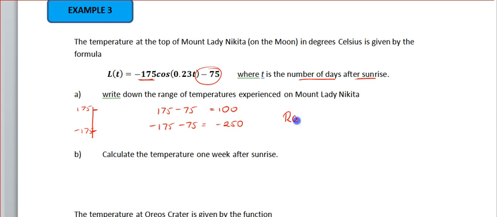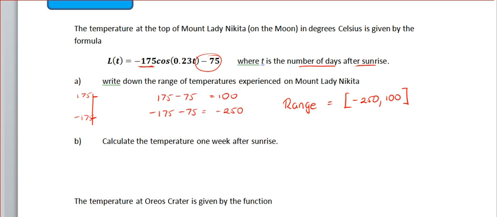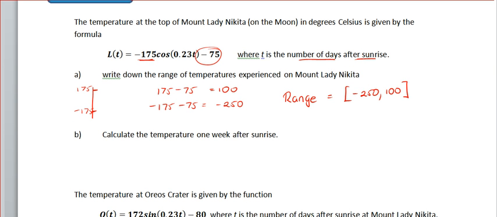So answer the question clearly for the examiners. The range is inclusive, negative 250 up to 100 inclusive. Part B, calculate the temperature 1 week after sunrise. So 1 week after sunrise we know is at t equals 7 days.